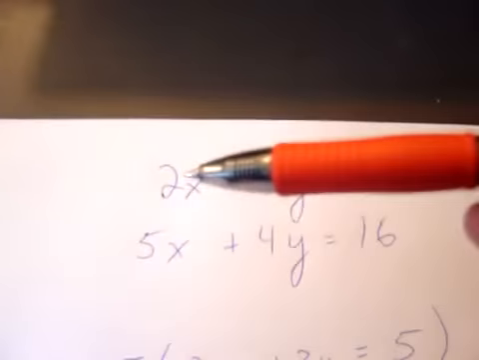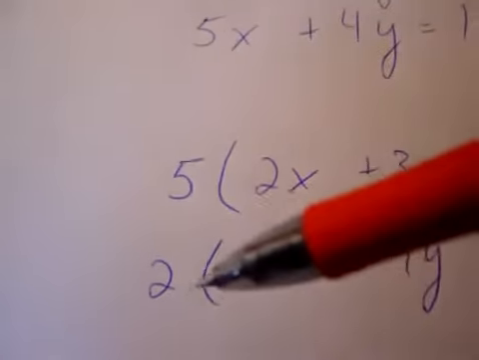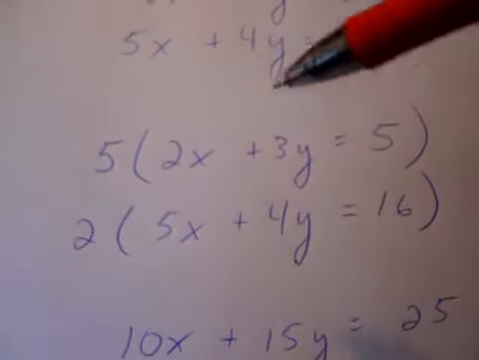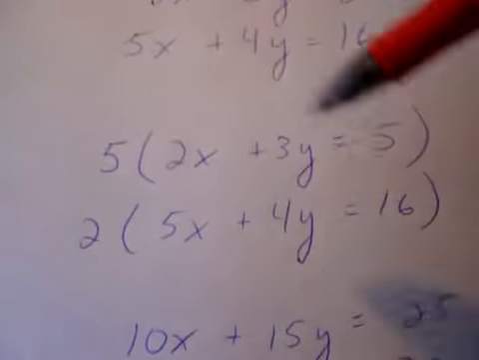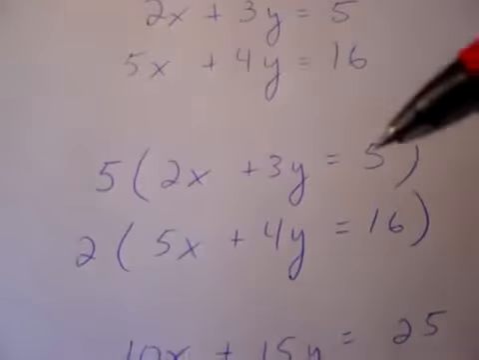So how do I get 2x to become 10x? We're going to multiply by 5. How do I get 5x to become 10x? We're going to multiply by 2. And again, you must multiply these factors to everything, not just the first term, to all the terms.